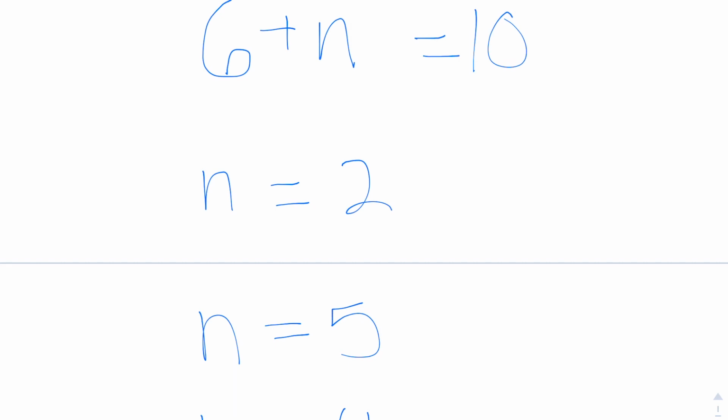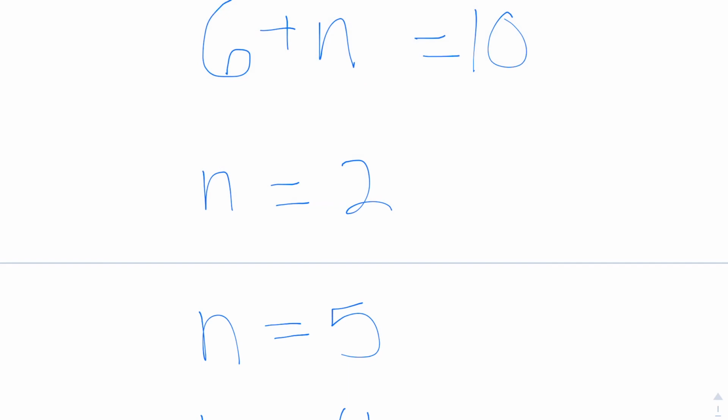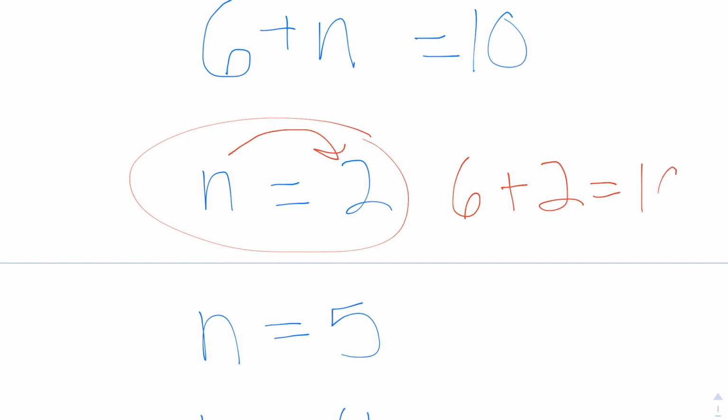However, for those ones that do not see that right away, what we're going to do is take 6 plus, and then whatever it tells us that n equals, we're going to replace that n with that number. So in this case, the n is going to be replaced with a 2. So 6 plus 2 equals 10. Now if I take 6 plus 2, I get 8 equals 10. So we know that this is a false statement.